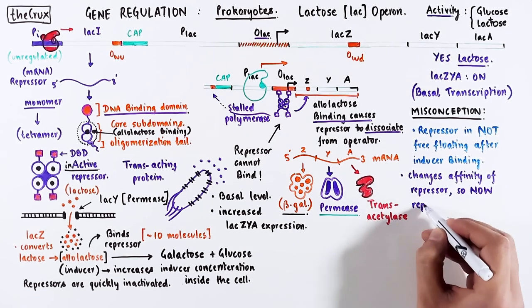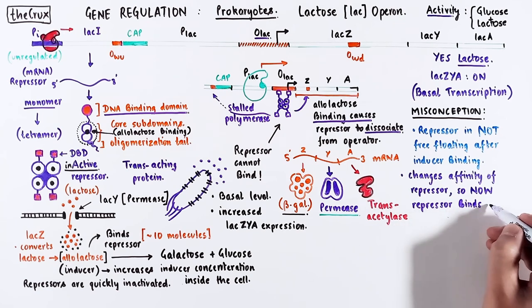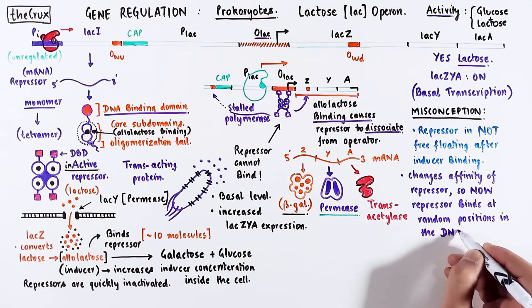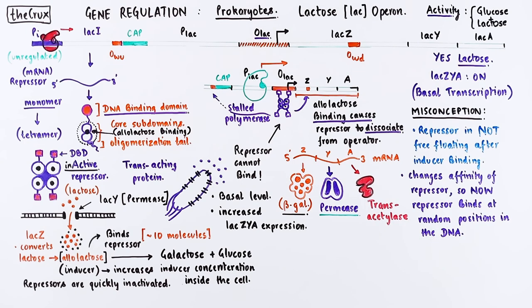longer recognize the operator sequence specifically. So it starts binding at random places. And the bacterial genome is around 4 megabases. And this operator is only 20 bases long, 60 if you account for all three operators. So there's a lot of free real estate for the repressor to go and bind.